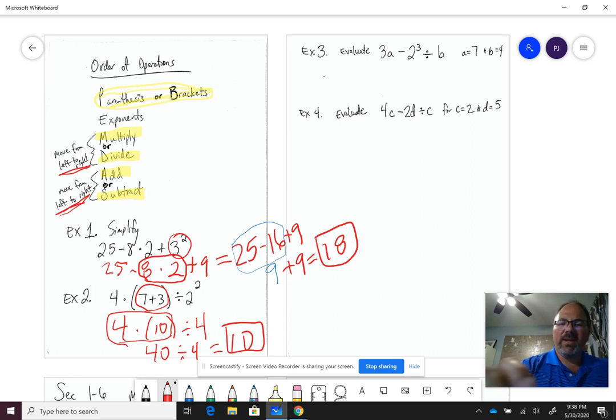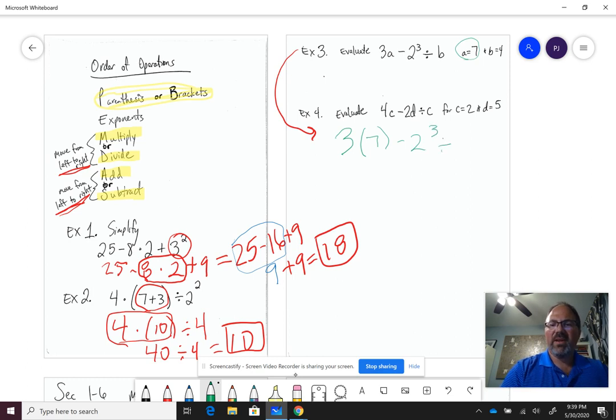All right, evaluating. Not as much room as I wanted there, so I'm going to bring these down a little bit here. When you evaluate, I would suggest that you guys plug in your numbers in parentheses and then follow your order of operations. So instead of the letter A, I'm going to replace it with the number 7, but I put that in parentheses. Everything else stays the same. Then I get to the B, and instead of B, I put in a 4. So what do we got? Divided by 4. Now that I have my numbers substituted in, I'm going to follow my order of operations.